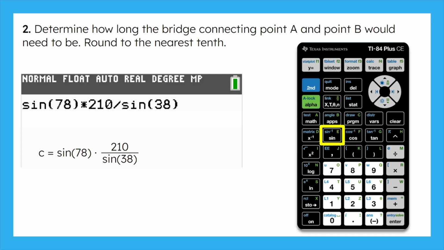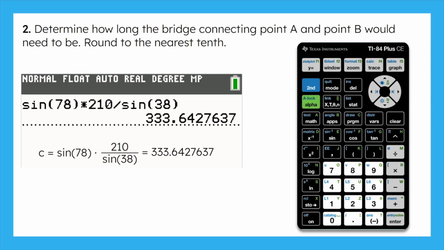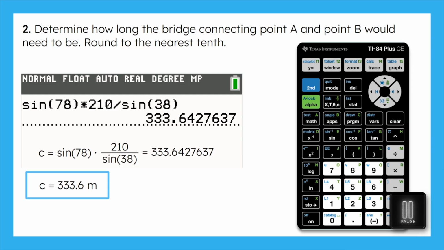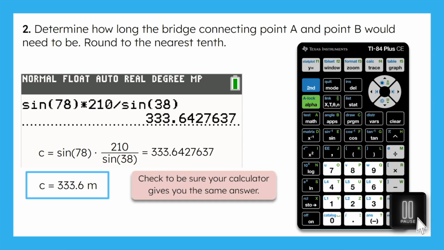I'll type in sine of 78, making sure to close my parentheses there, multiply that by 210, and divide by the sine of 38, closing my parentheses again. Hit enter, and I get 333.6427. Rounding to the nearest tenth gives me a bridge length of 333.6 meters. Pause the video here and make sure that whatever calculator you're using will give you the same answer. If not, check your calculator settings and make sure you've typed the expression in correctly.